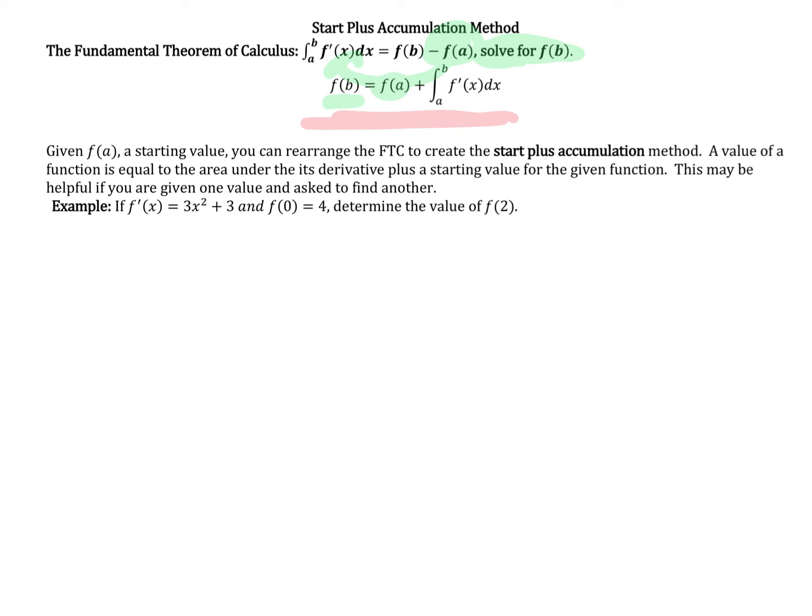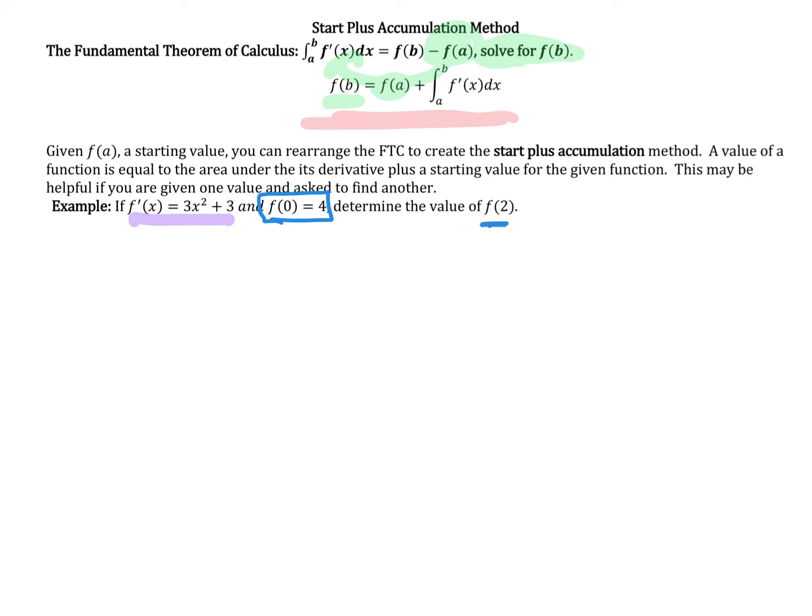Using this format, and oftentimes you're just going to use this format by accident or by manipulation, can help you find a particular value of a function instead of the entire area that we're looking for. So let's look at an example. If we are given that this is our antiderivative, which should look a little familiar from the front, and we're given an initial condition that f of 0 is 4, and we're being asked to find f of 2.